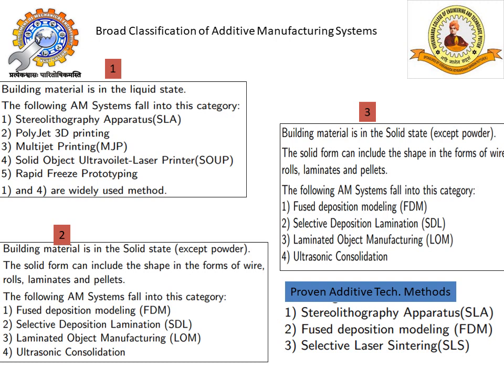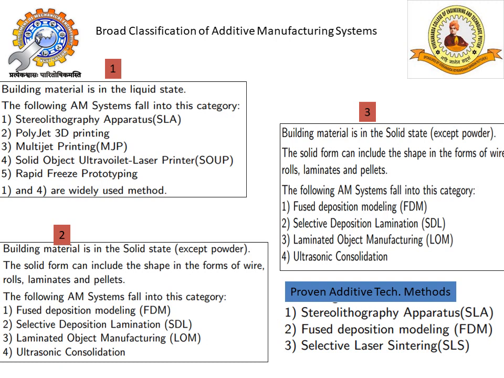The second one is where the build material is solid, except powder. The solid form can include shaped forms such as wire, rolls, laminates, and pellets. The following additive manufacturing systems fall into this category. The first one is the technique that uses solid state material, fused deposition modeling, FDM. Second one is selective deposition modeling, SDM. Third one is laminated object manufacturing, also abbreviated as LOM. Fourth one is ultrasonic consolidation.